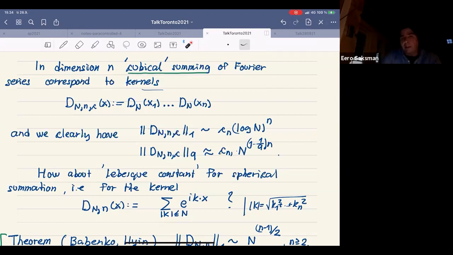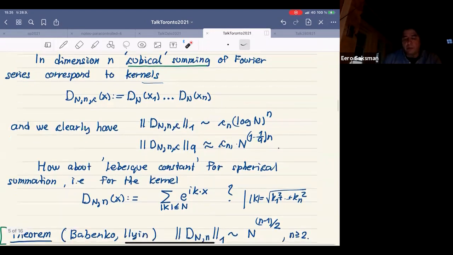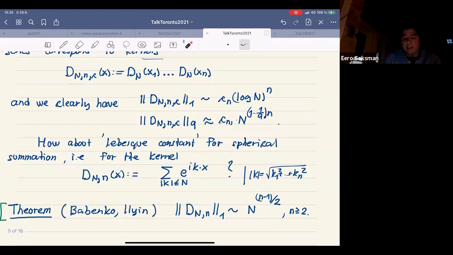And of course, for the cubical Fourier summation, it's now very easy to compute how these L1 norms and Lq norms behave. And this L1 norm is often called the Lebesgue constant for a summation method. And so the Lebesgue constant in one dimension is about log n, and in n dimensions it's n.